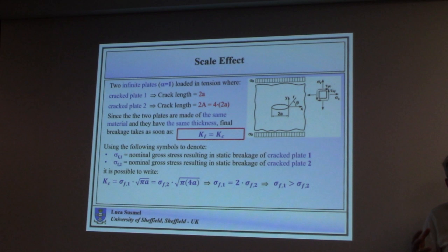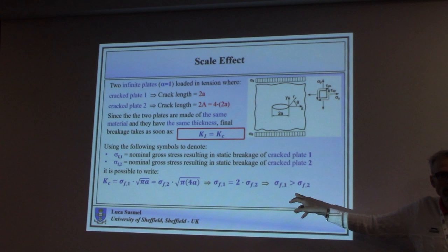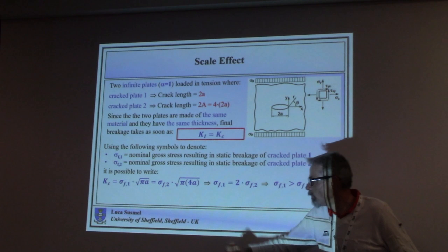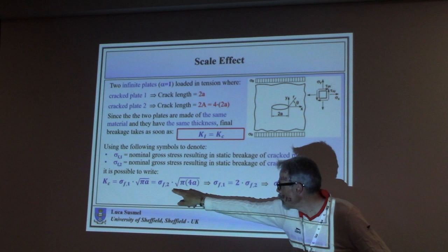But it's much more difficult to say that the small component is stronger than the bigger component. Why is that? I'm using the same material. Actually, it's not true. It's simply because we are tackling the problem from the wrong angle, because locally, the two components are equally strong, as we would expect. So again, be careful when you're playing with fracture mechanics, because you can find this kind of strange glitch in the theory. But it is simply due to the way we play with the maths.